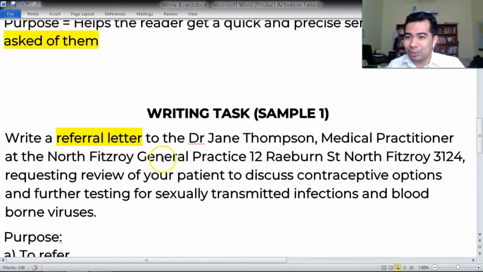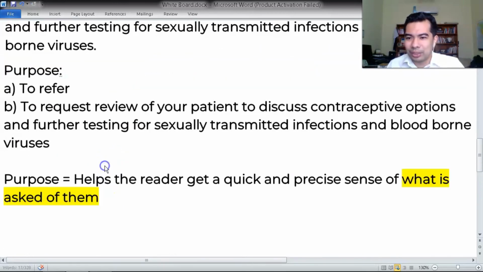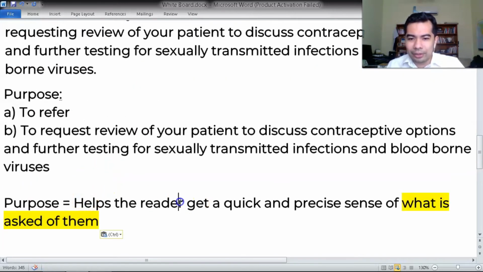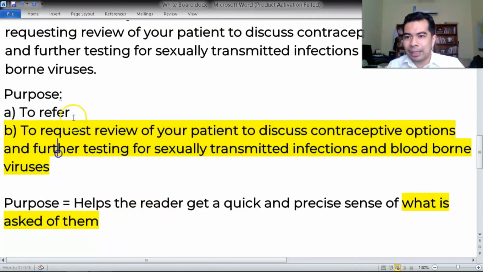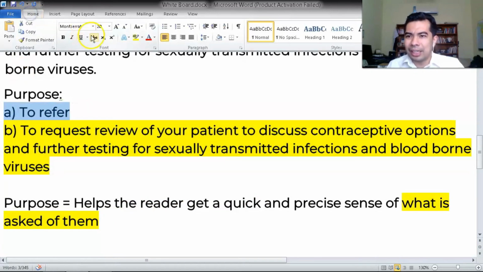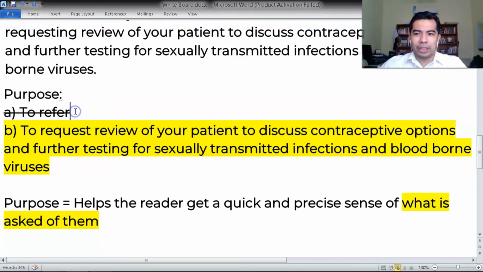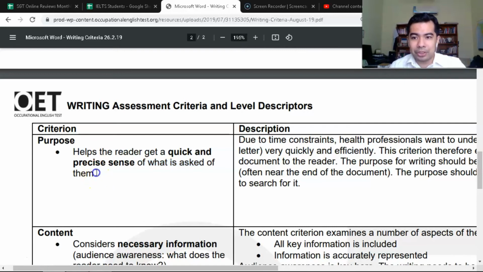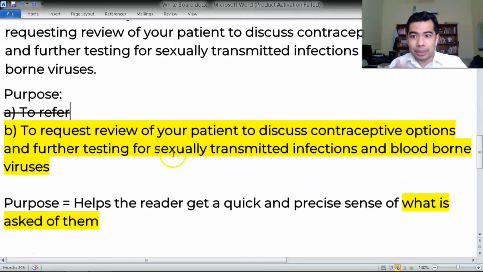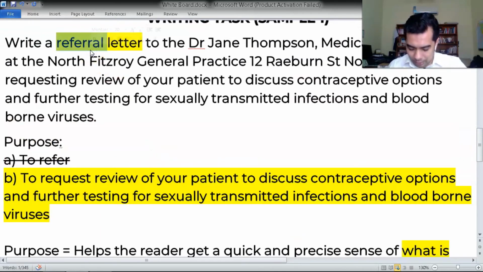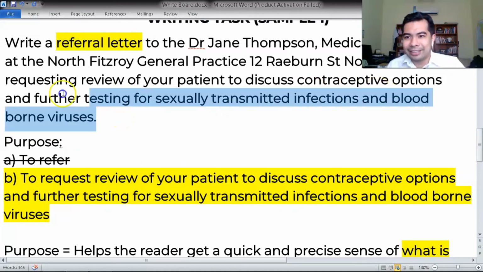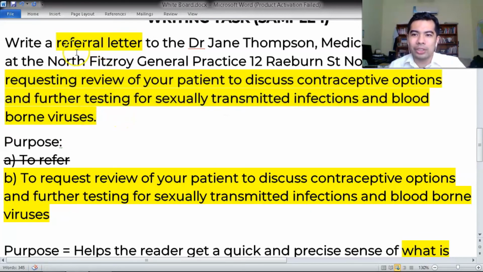I think it's pretty obvious when you look at it, and even just the length and how specific it is. The one that helps the reader get a quick and precise sense of what is asked of them is definitely letter B. It is not letter A. It is not to refer. In fact, you could get away with not even mentioning the word refer in the entire letter and still get a perfect score in purpose, because you have given the reader a quick and precise sense of what is asked of them. So I hope it's clear that it's not just, oh, I see refer, that's the purpose. No, not at all. That is not the purpose, not even close. The purpose is what you want the receiver or the reader to do.